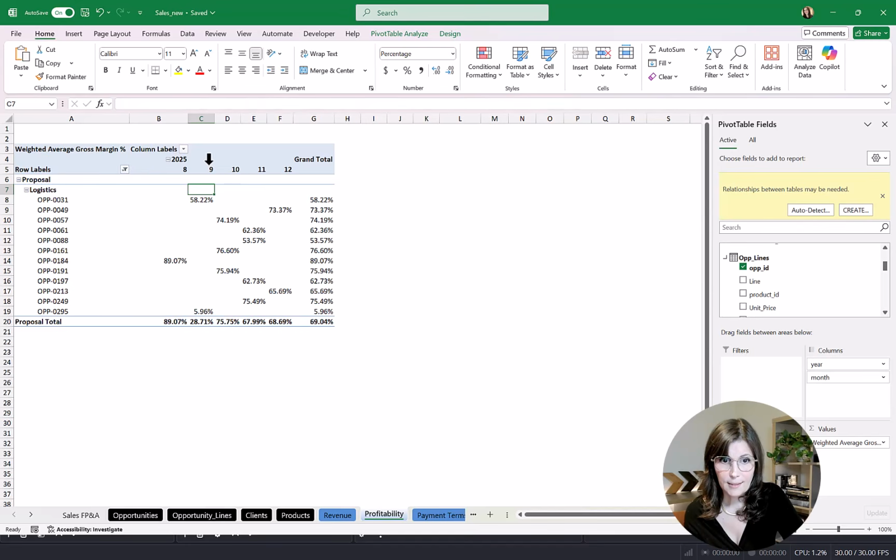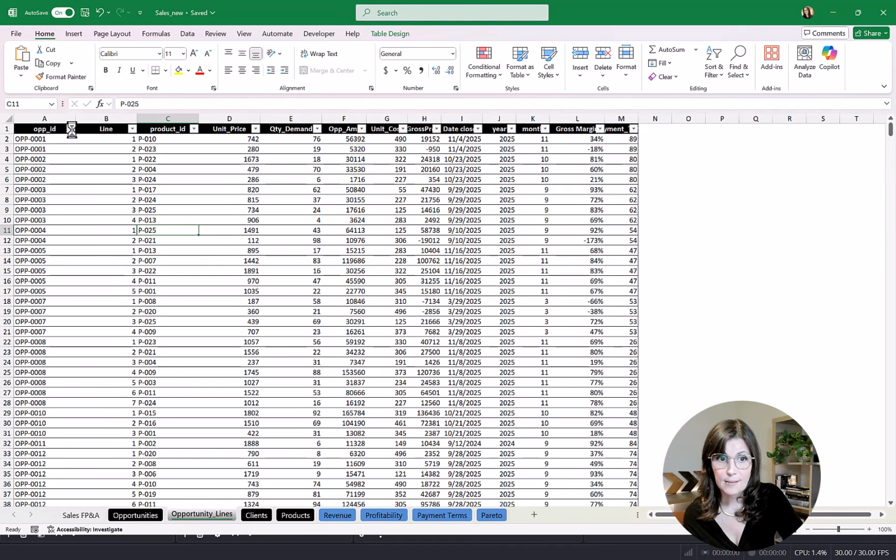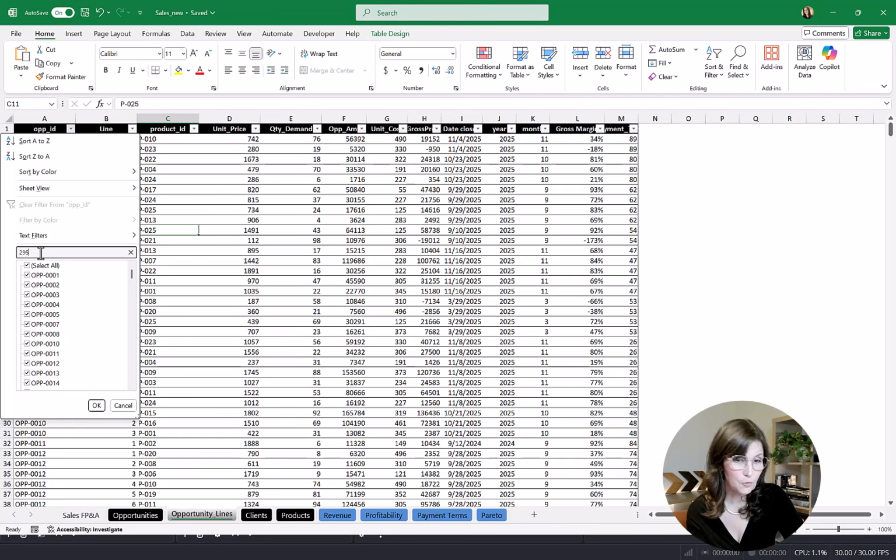So I can see here that in September, we have one opportunity with a very low gross margin. And that's what's bringing our total down. So I'm going to check this opportunity, 295. I'll go to opportunity lines and I'll filter to 295.